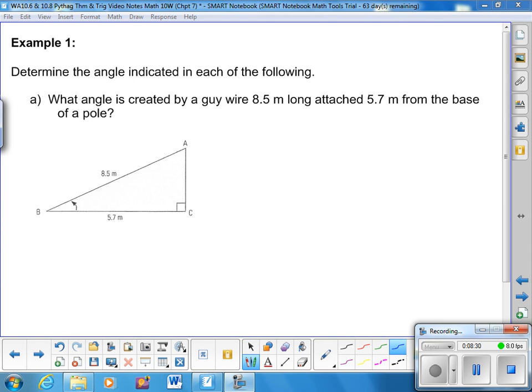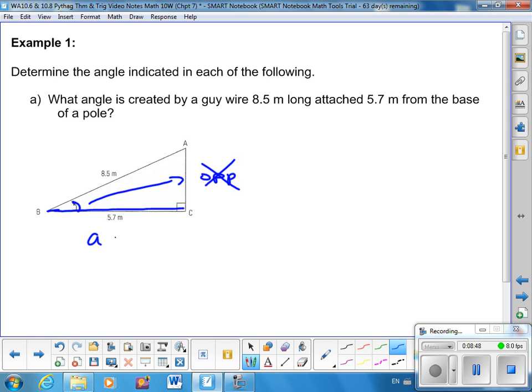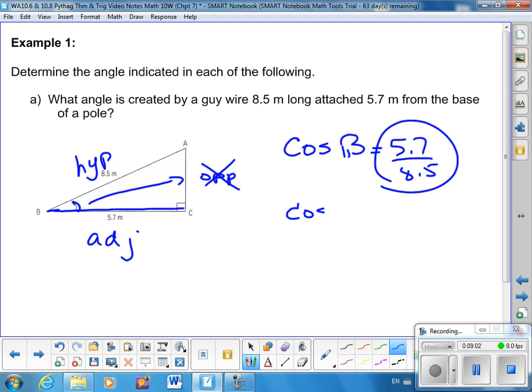What angle is created by a guy wire that's 8.5 meters long, attached 5.7 meters from the base of the pole? So I want to know what this angle is. We have to determine the sides we know. This side would be opposite. Well, we don't know the opposite side. We do know the adjacent side, and we do know the hypotenuse. So adjacent over hypotenuse is cos. Cos of B equals 5.7 over 8.5. Make that into a decimal, 0.6706. Use the second function of cos to find out that angle B is 48 degrees.